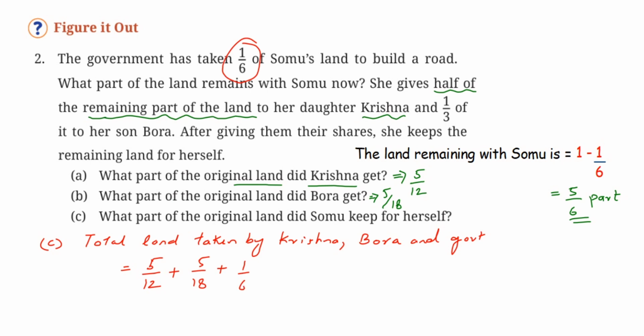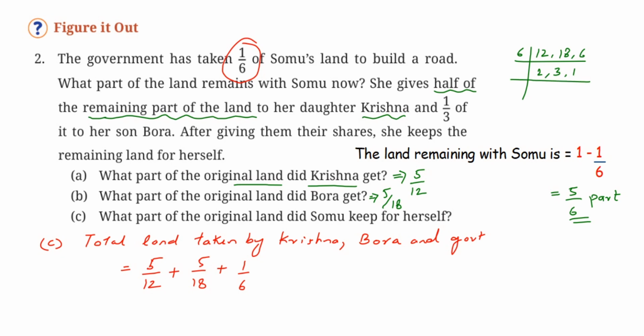To add this, the fractions should be like fractions, but here we have different denominators. They are not like fractions. So how to make them like fractions? To do that, we'll take the LCM of the denominators. Here we have 12, 18 and 6. We'll take the LCM of 12, 18 and 6. Here these three numbers are multiples of 6, so they are divisible by 6. So we can take 6 here, first number. 6 2s are 12, 6 3s are 18, 6 1s are 6.